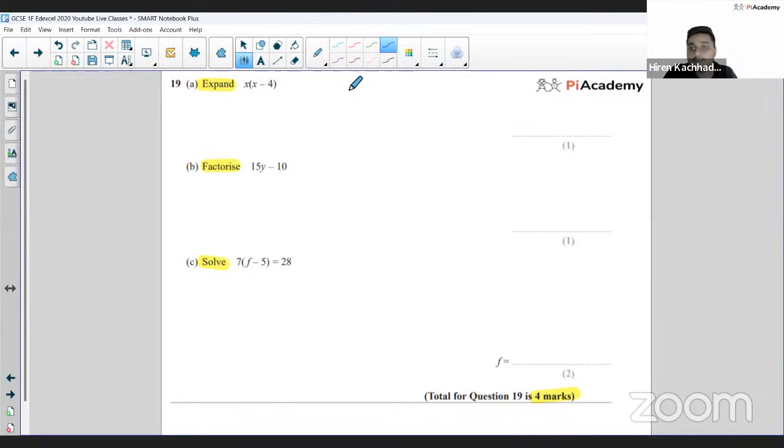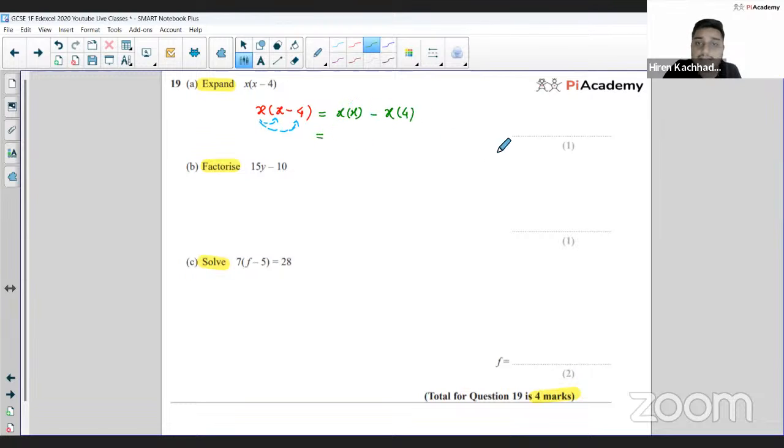Okay, so let's start solving this question together. First of all, you need to expand. This is the expansion of brackets, and there is only a single bracket, so no problem. The first x is going to multiply with this x, and then this x is going to multiply with 4, and the sign will remain the same in between. So x times x, and then x times 4.